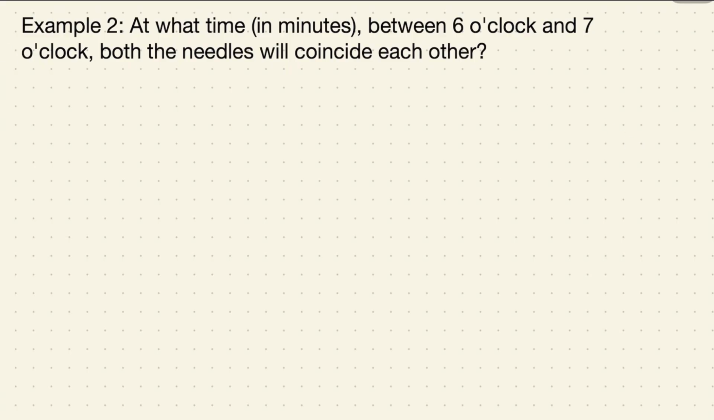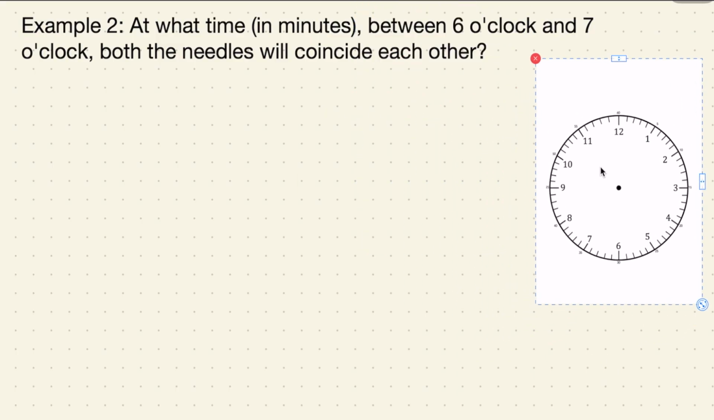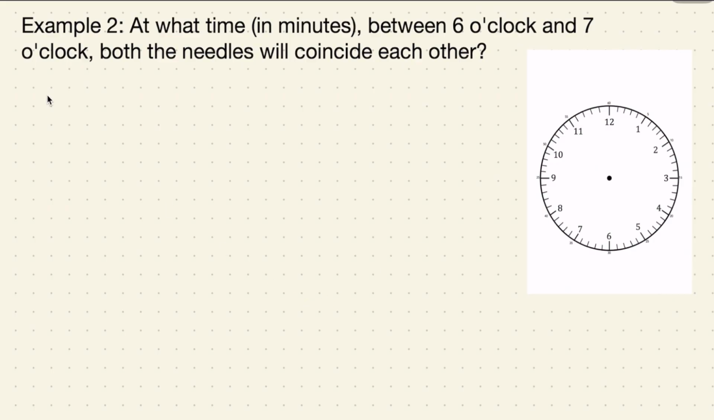let's place the clock here just so we can visualize. So we have a photo of a clock here. So between 6 o'clock, let's draw the starting 6 o'clock. So this is 6 o'clock. So basically it will travel and then it will end up with this is 7.